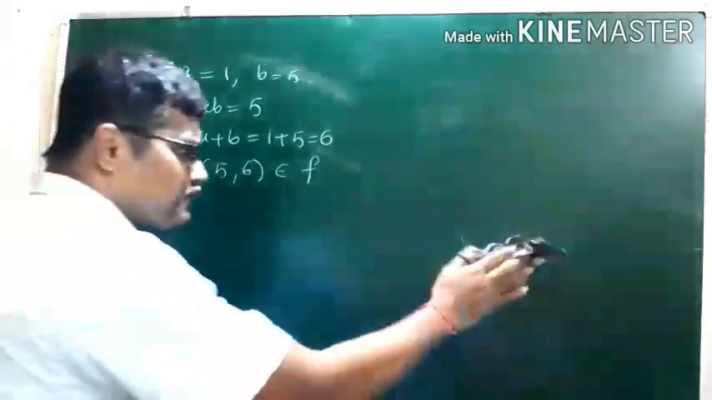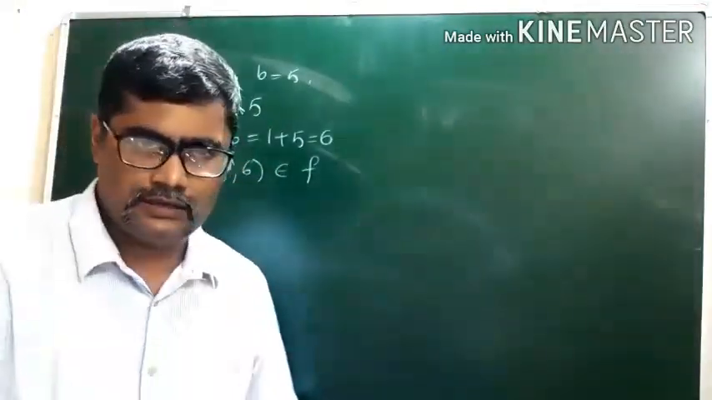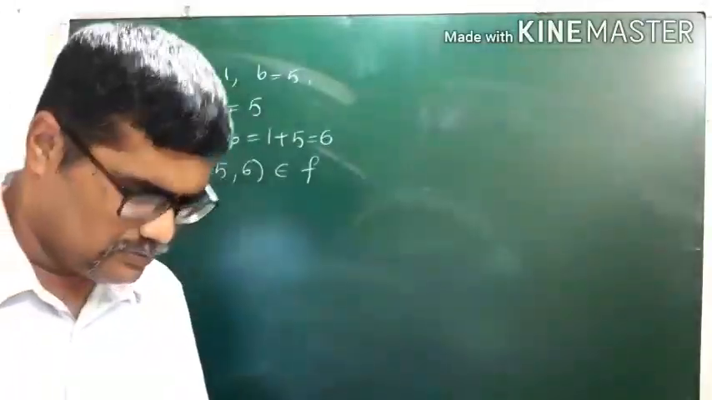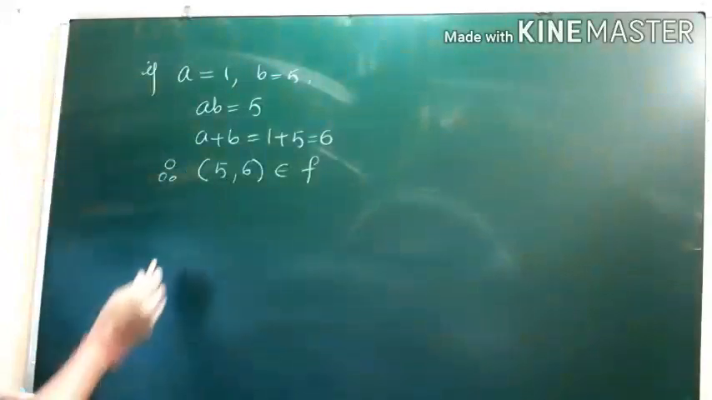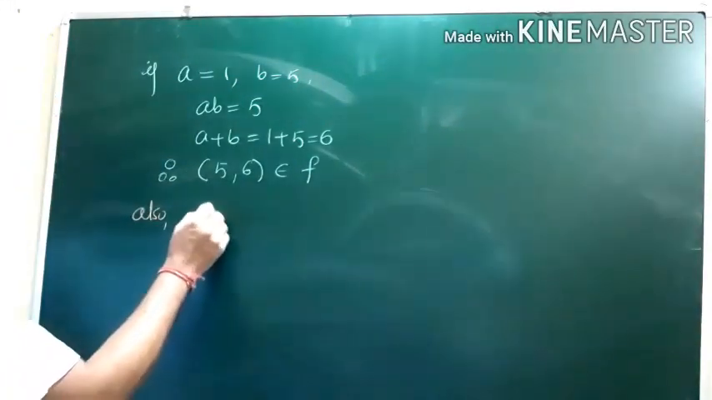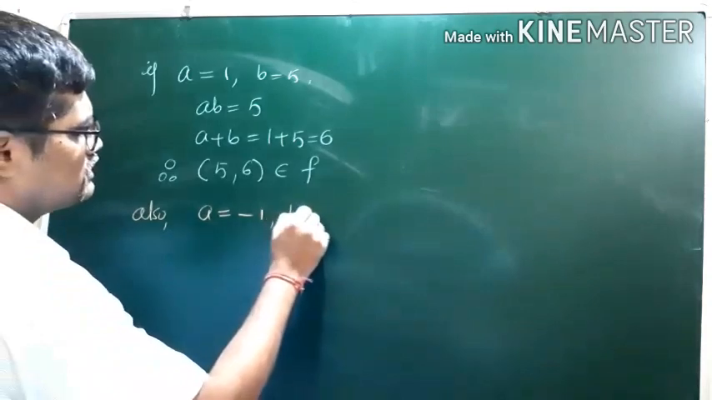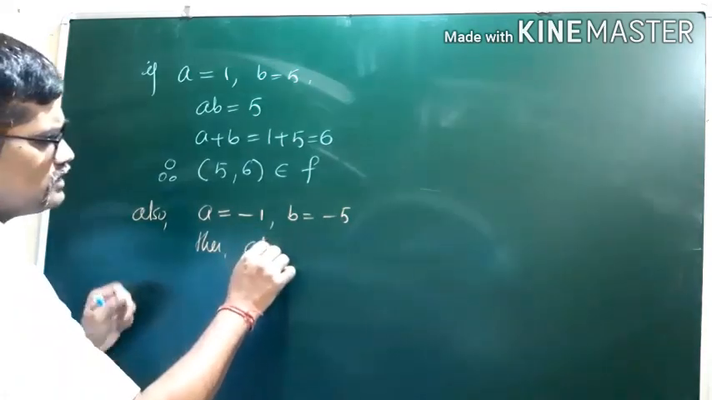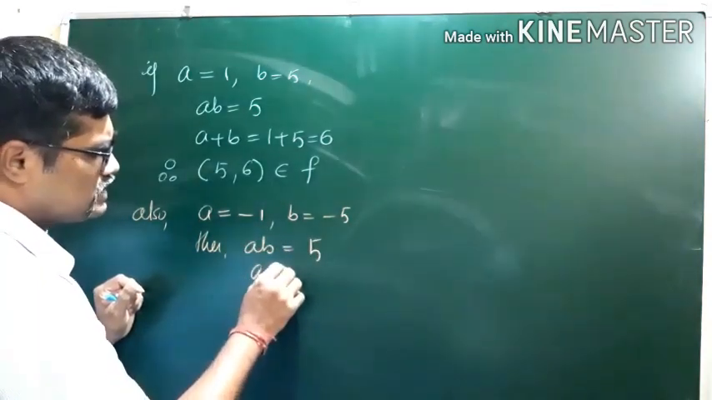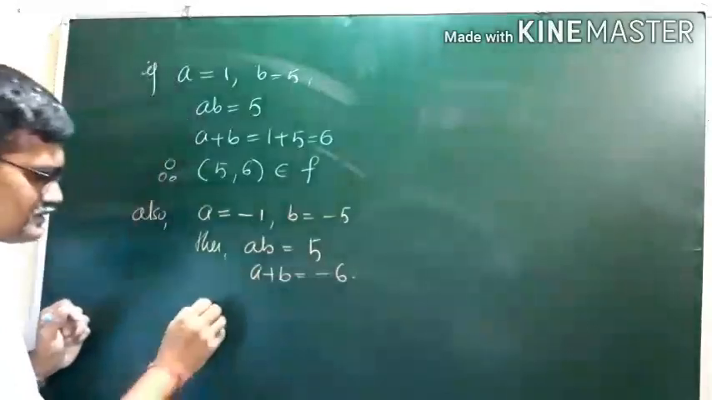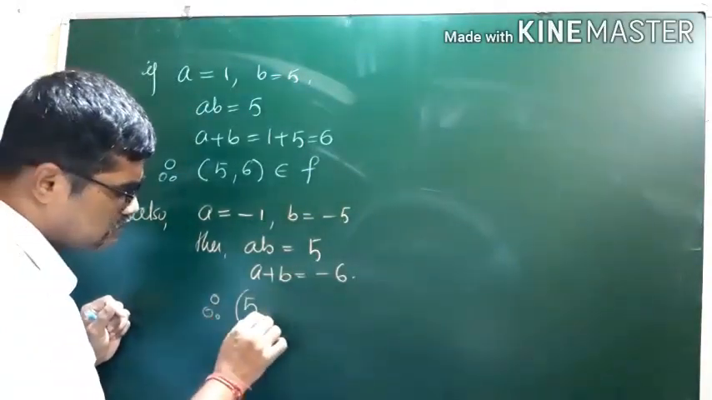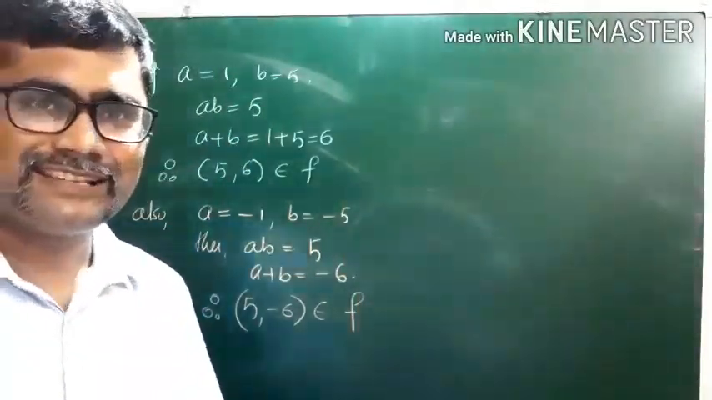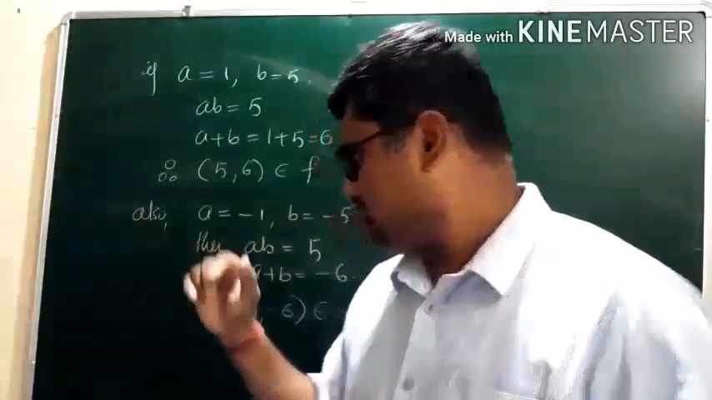Now do you have any other option so that the product of the two numbers will give you 5? Think. Okay, I am writing. I take a equal to minus 1, b equal to minus 5. Then what is ab? 5. What is a plus b? Minus 6. According to the definition, this belongs to f. That's the counter example.